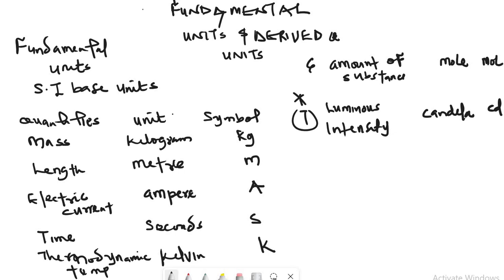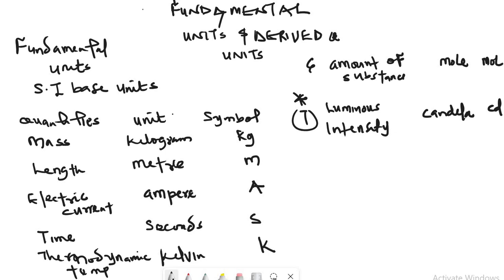I'm going to put an asterisk on luminous intensity. It's part of the fundamental quantity, but in the AS syllabus, we are not required to make use of luminous intensity. These are the seven fundamental quantities and the fundamental units we have in physics.